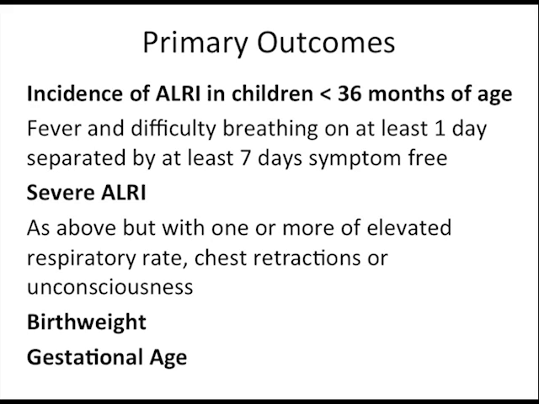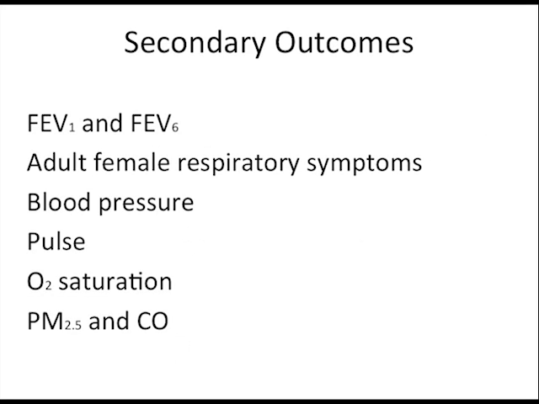And then for severe respiratory illness, the same definition, but an elevated respiratory rate or chest retractions or unconsciousness. And this was aiming to get at more of a pneumonia rather than trying to take out the upper respiratory illness. And then birth weight and gestational age were the other two outcomes. And then we had a whole series of secondary outcomes: forced expiratory volume, respiratory symptoms in adult females, blood pressure, pulse, oxygen saturation, and then the measures of environmental exposure, which are particulate matter 2.5 and carbon monoxide.